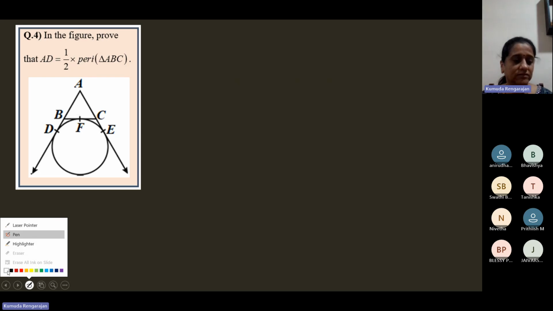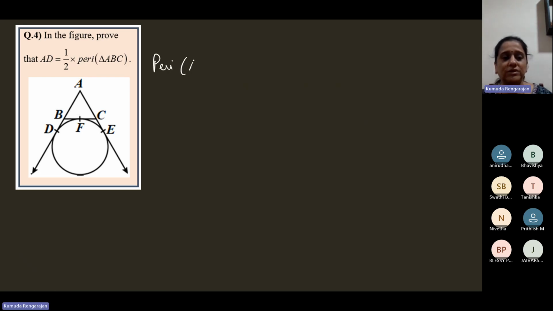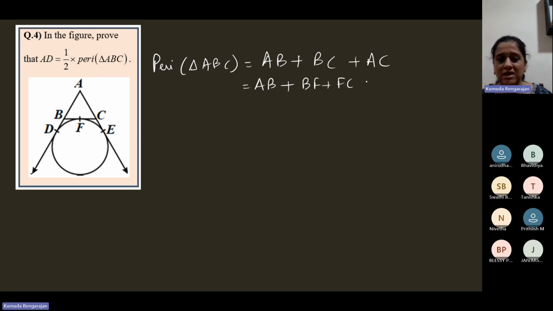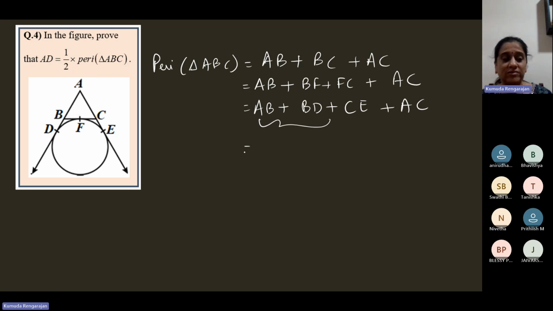Okay, once again, quickly. Start with perimeter of triangle ABC equal to AB plus BC plus AC. AB is AB. BC can be written as BF plus FC, plus AC. Now further, BF can be written as BD and FC can be written as CE plus AC. Now AB plus BD is AD, and CE plus AC is AE. And we know that AD is equal to AE, right?